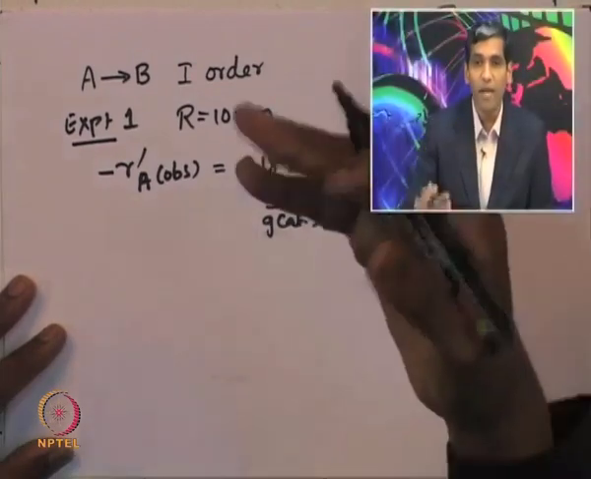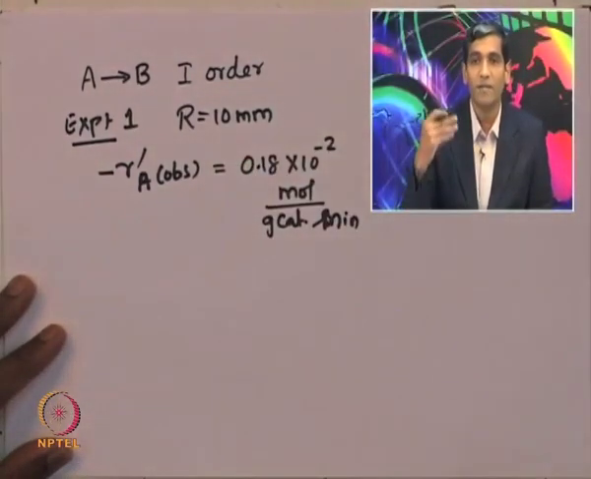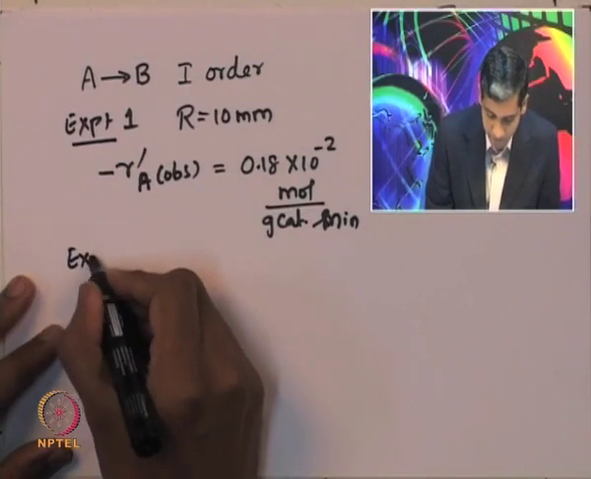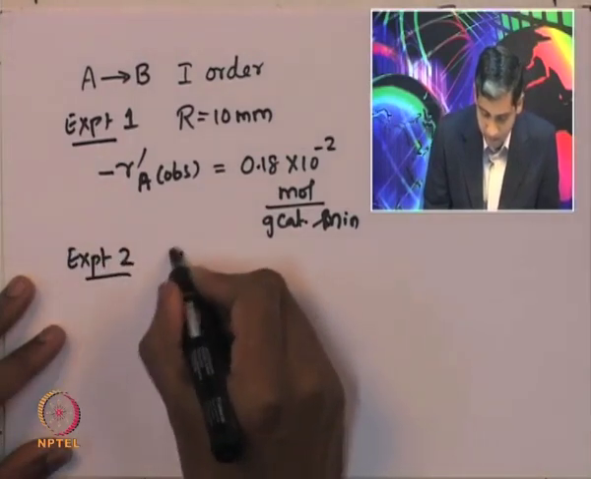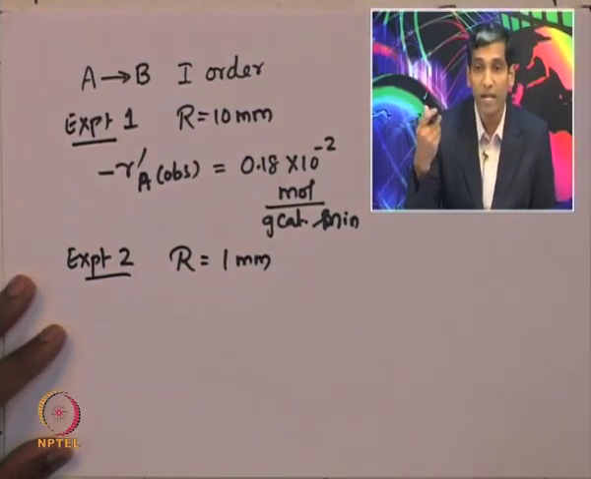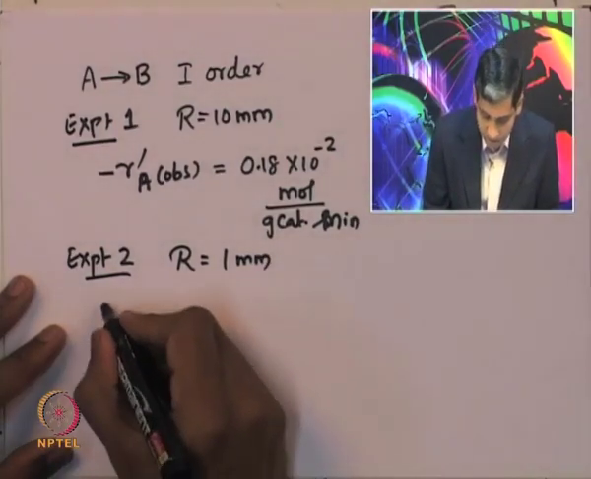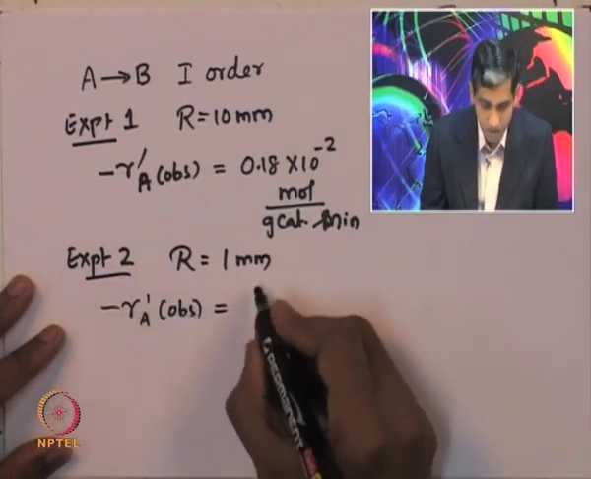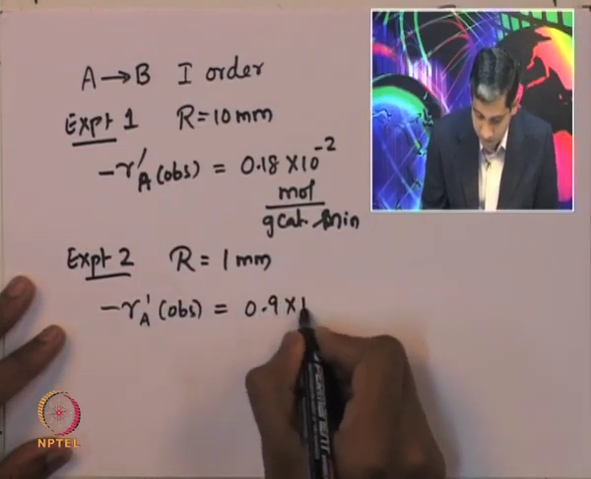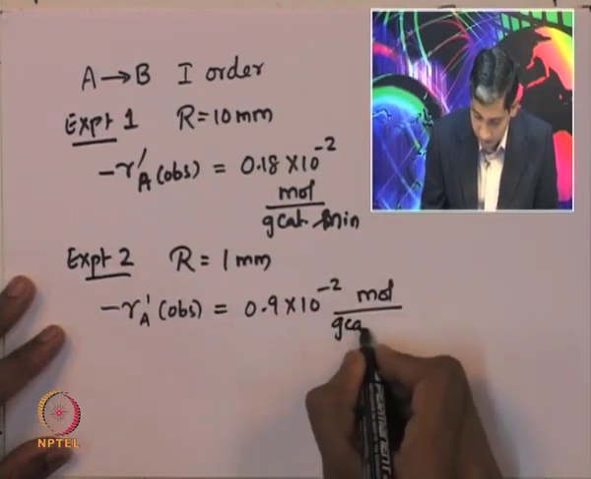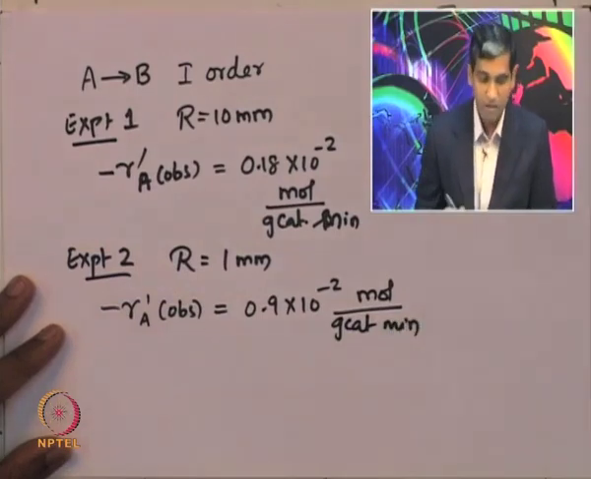Now, suppose the same reaction was conducted under the same conditions, except that a much smaller pellet was used. So, there is another experiment where the pellet used is 1 millimeter in diameter, 1 millimeter spherical particles, and the observed reaction rate is 0.9 into 10 power minus 2 moles per gram catalyst per minute.